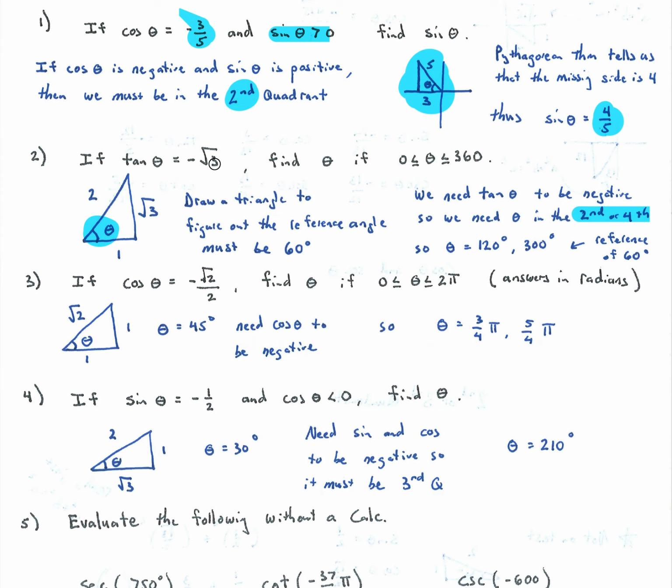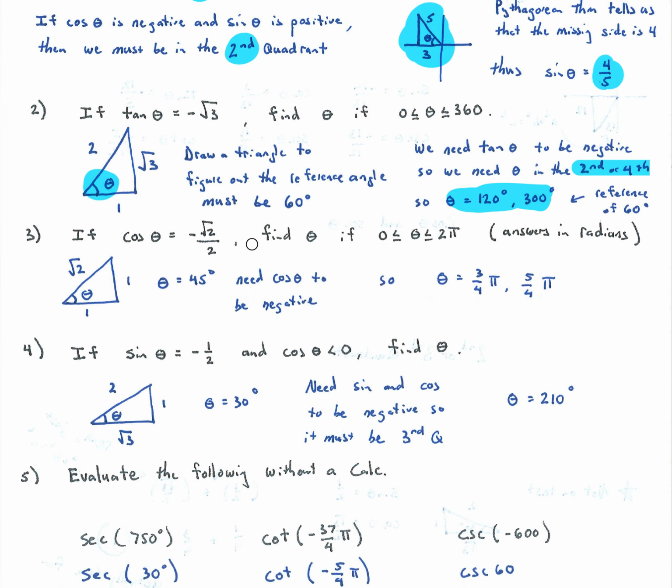But since tangent is negative, we have to be in the second or fourth quadrant, and then that figures out that we have to be 120 or 300. Think about it. 120 and 300 both have reference angles of 60. They're in the second and fourth quadrant, so that's when tangent is negative, and tangent of 60 is radical 3. And so these are the only two angles that work.